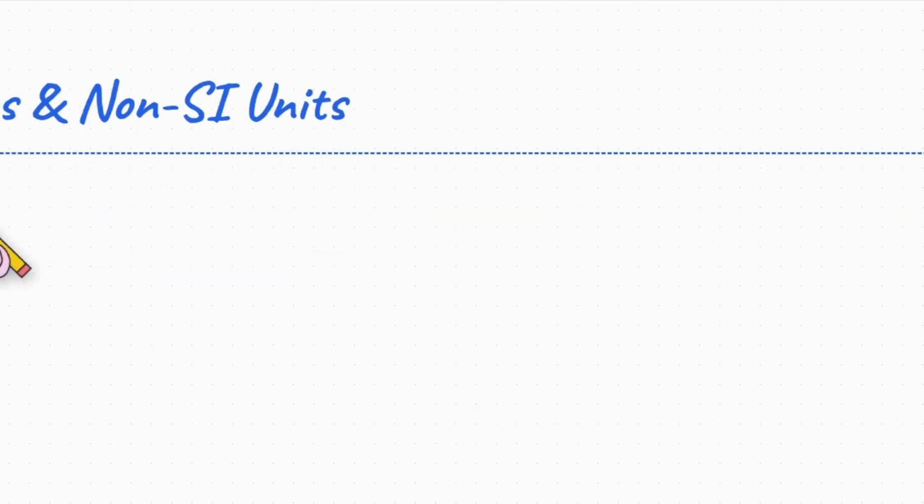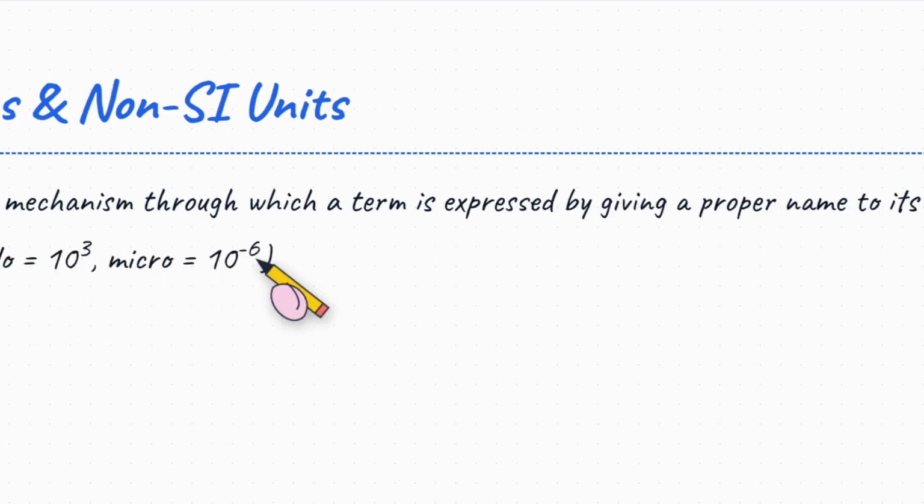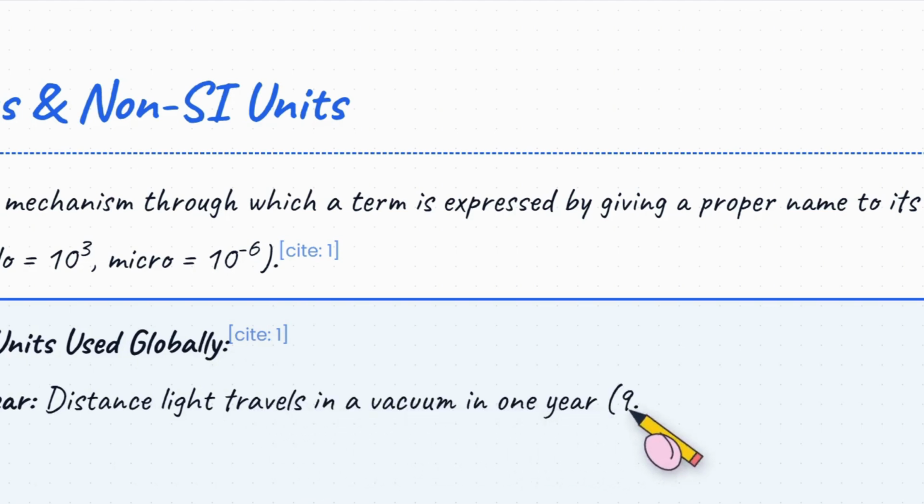Prefixes give proper names to powers of 10, like kilo and micro. There are also important non-SI units used globally, such as the light year, the angstrom, and the micron.